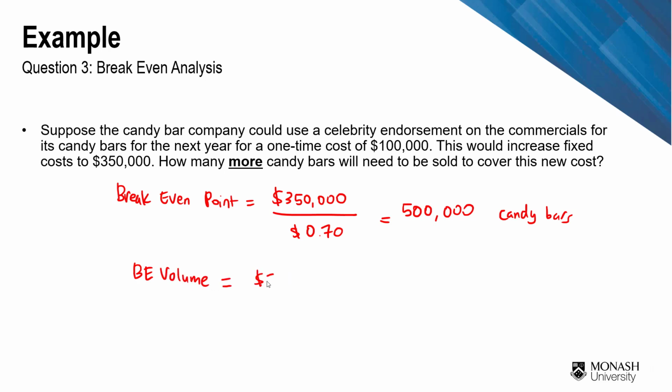So because of that, the break-even volume increase is going to be 500,000 minus 357,143. So that's approximately equal to 142,857 candy bars. So that's pretty much how you would calculate a break-even analysis.